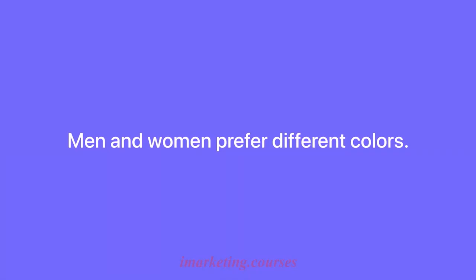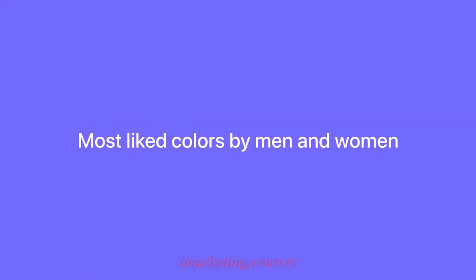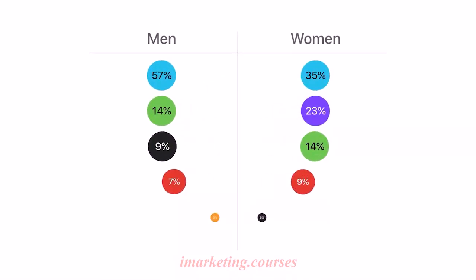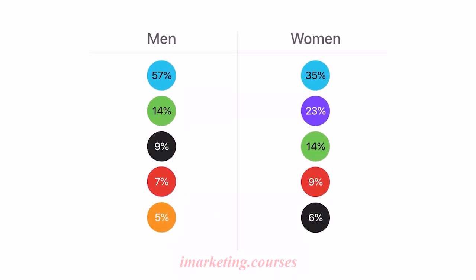Just because we know the color's meaning, it doesn't necessarily mean that we should use them all. Let's compare the most preferred colors by men and women side by side. As you can see, blue is the most popular color for both men and women. Now you understand why so many websites and applications use blue as their dominant color. Purple is mostly liked by women, while both men and women like red and green.